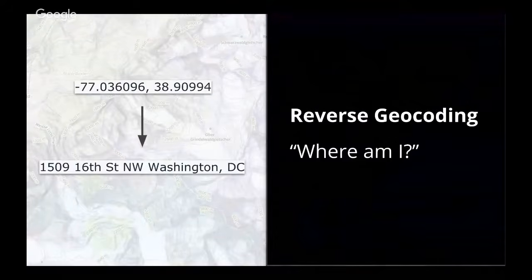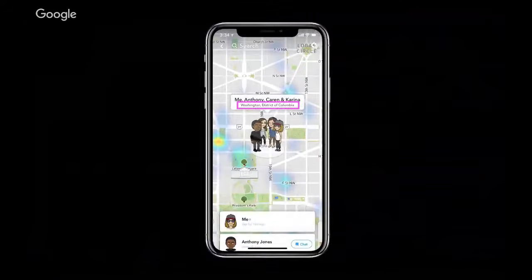The other kind of use case we often deal with is called reverse geocoding, which answers the question, where am I right now in the world? This will take coordinates from a cell phone or from a geo IP provider and take those coordinates, and we will give you in response the name, the human readable name of a place. So an example of this would be Snap Maps, where they return the name of the city where you are right now. In this case, it's Washington, D.C.